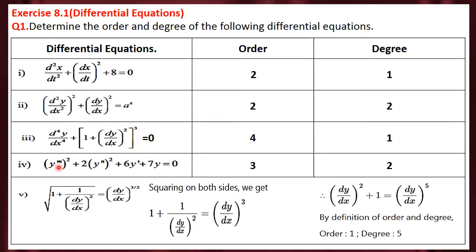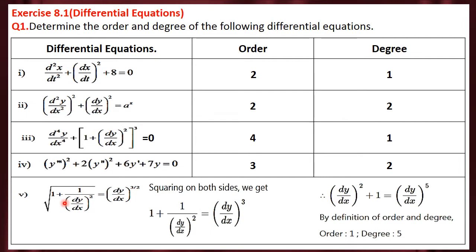Next one, y triple dash, that means third order derivative, whole square plus 2 into y double dash whole square plus 6 into y dash plus 7y is equal to 0. The highest derivative is y triple dash, that means 3 times it is differentiated. So 3 is the order of the equation and 2 is the degree of the equation. Now fifth one, square root of 1 plus 1 upon dy by dx the whole square is equal to dy by dx whole raised to 3 upon 2.